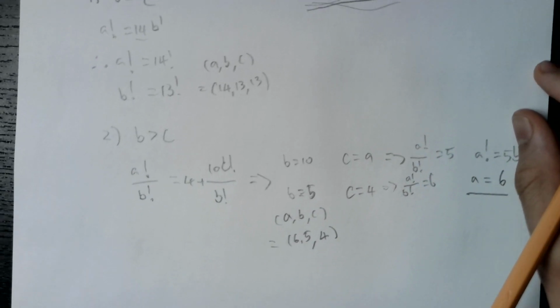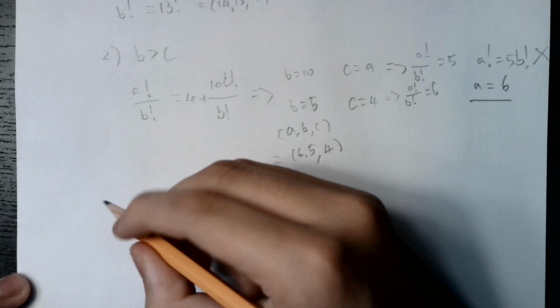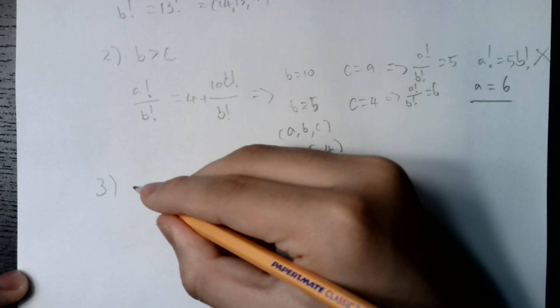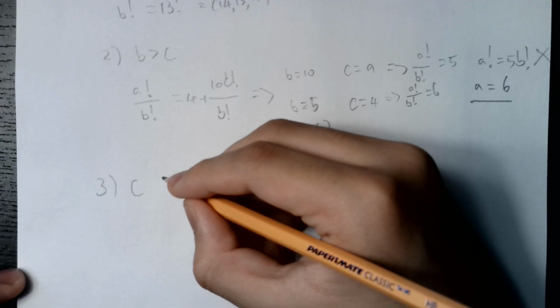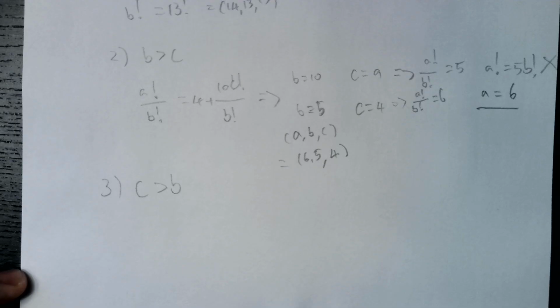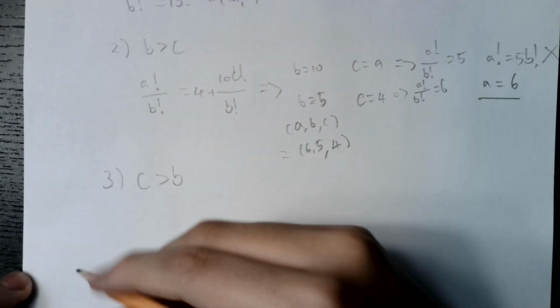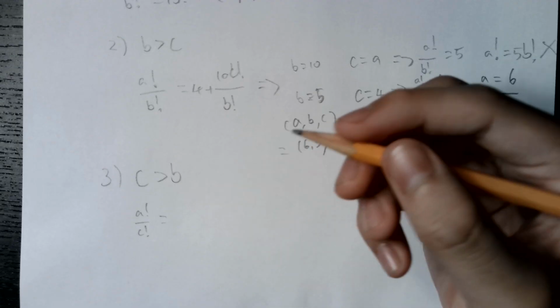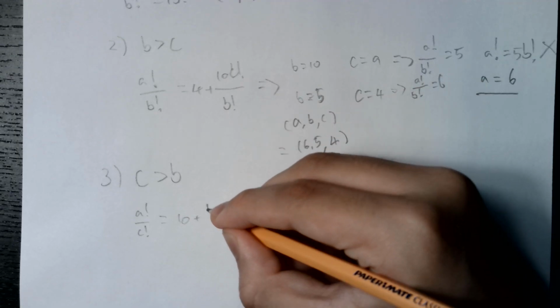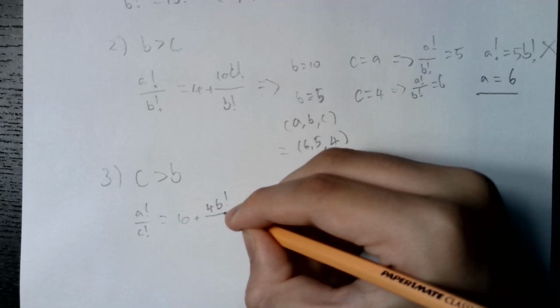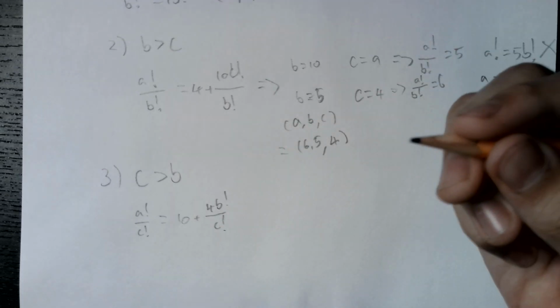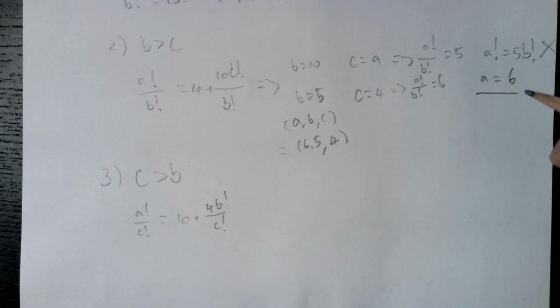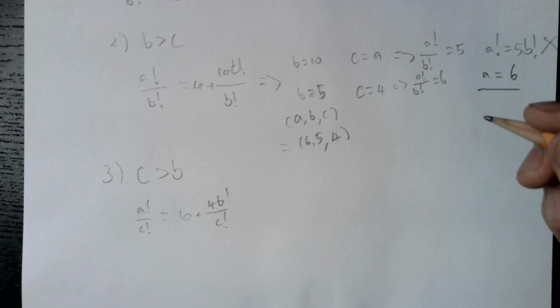Now, let's look at our final case, which is, what if c is going to be bigger than b? So the opposite of number 2. Now here it's going to be the same exact thing, but with c instead. So it would be a factorial divided by c factorial is going to be equal to 10 plus 4 times b factorial divided by c factorial. Same thing as before with the casework, we can see that we have two cases here: if c is equal to 4 and b is equal to 3, or if c is equal to 2 and b is equal to 1.